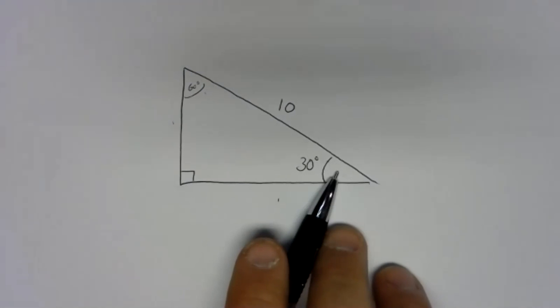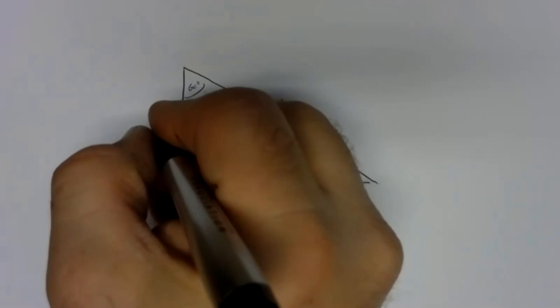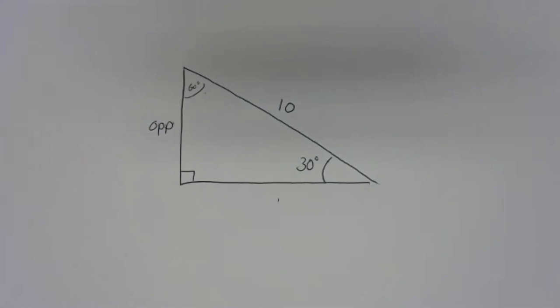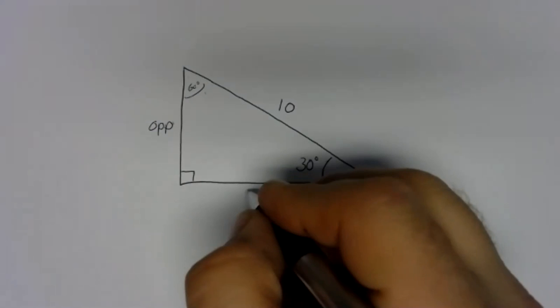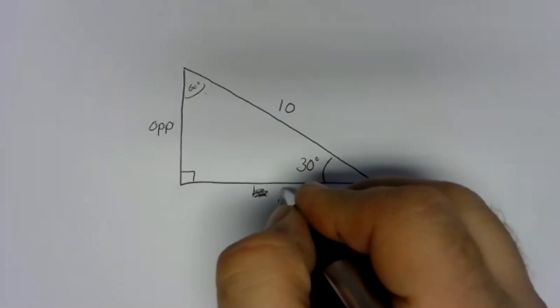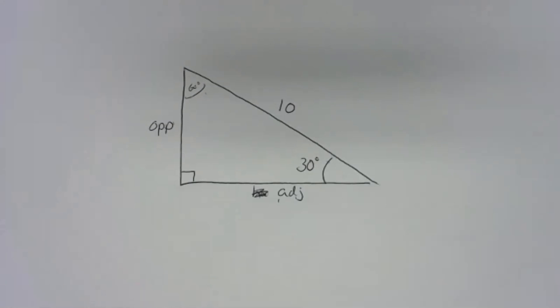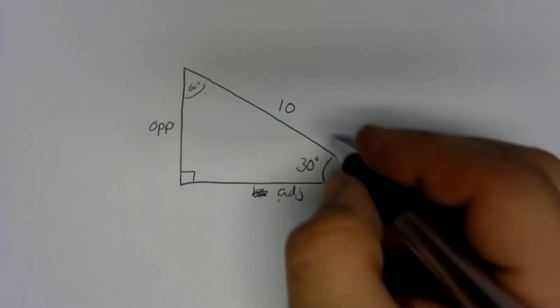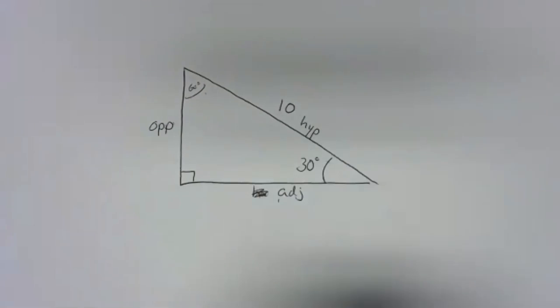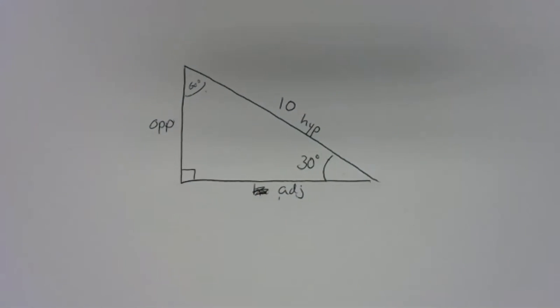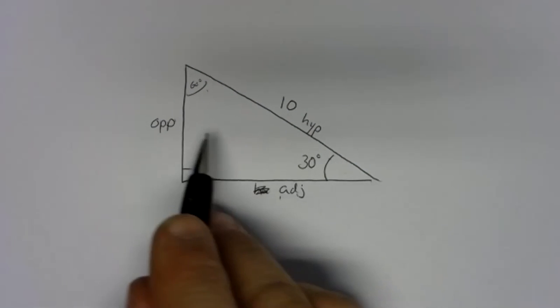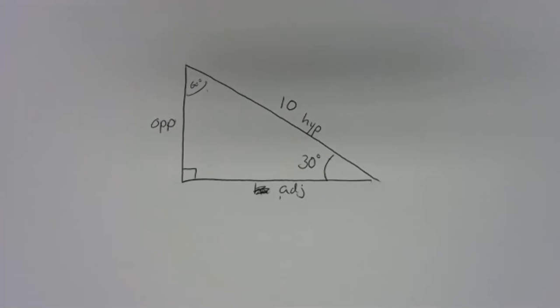Once I decide to use 30 degrees, that names the legs for me. This will be my opposite side, which we'll abbreviate OPP. We'll call this side the adjacent side, since it's next to the 30-degree angle. And just for completeness, we'll label the hypotenuse HYP. So in this situation, when you know the hypotenuse and the angle, you're always going to be using sine and cosine. Sine will give you opposite, cosine will give you adjacent.